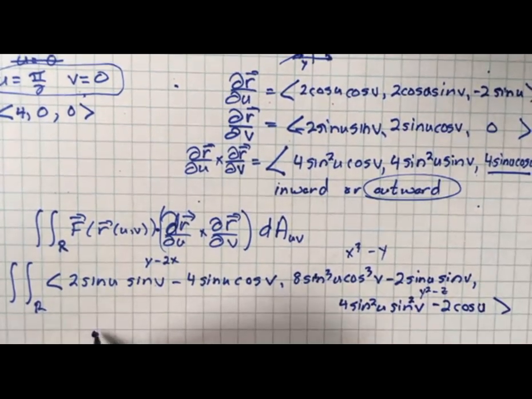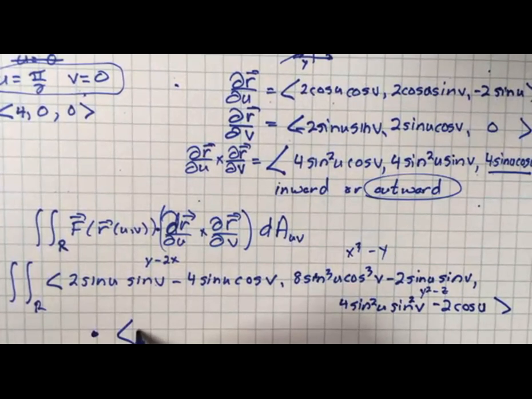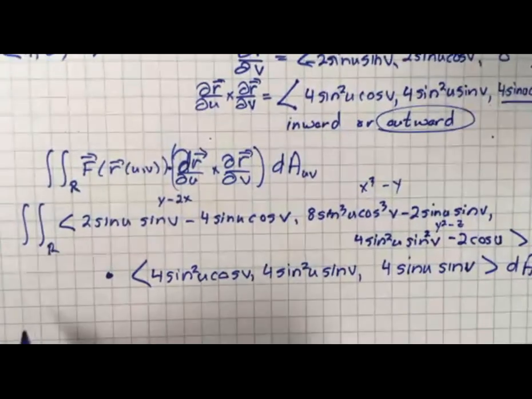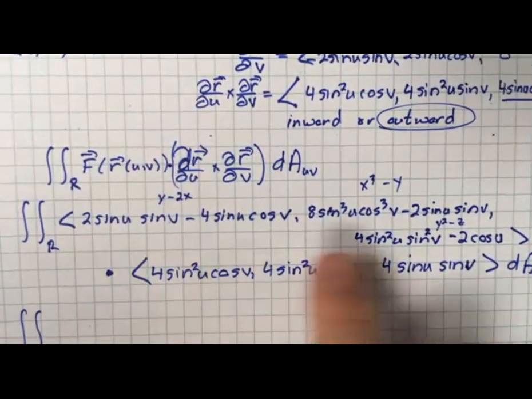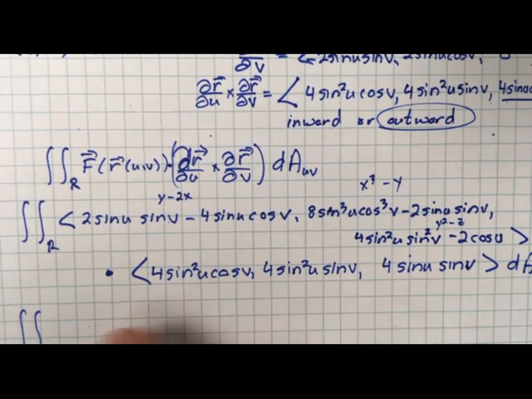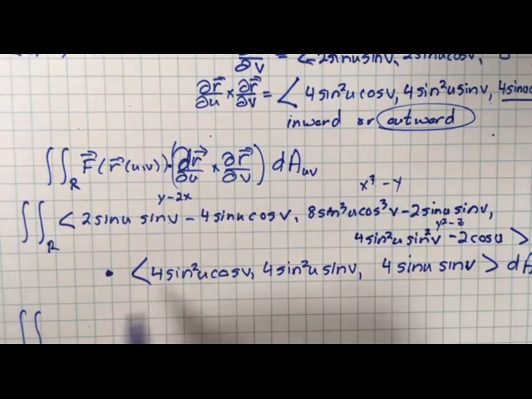Okay, so that's good. And now I got to dot it with what? I got to dot it with my normal, which was also full of stuff. Sine squared u cosine v, 4 sine squared u sine v, and 4 sine u sine v. This is my outward normal. And I'll evaluate it with respect to A. What I'm expecting to happen here, and this is why I'm looking at this, is lots of powers of sines and cosines, but I expect also some things to collapse or simplify. So let me just write down what this dot product yields, and then we'll decide whether we want to pursue it.